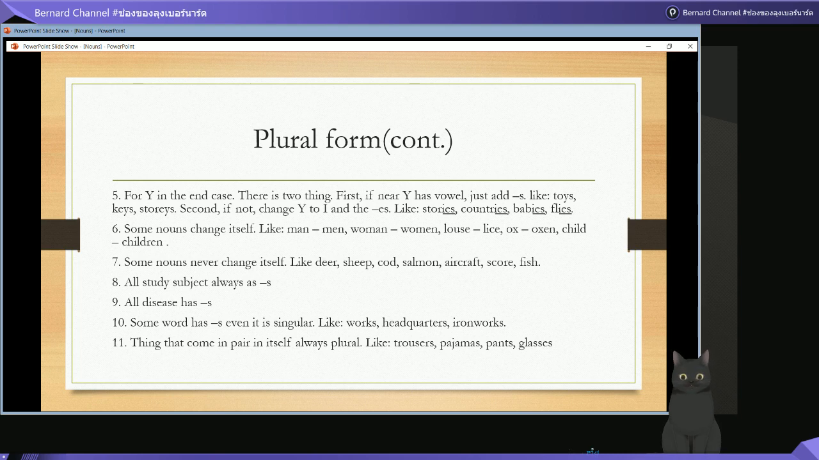Country as well. The single form of country is COUNTRY. So if you say many countries, yes, change Y to I and add ES following it. Okay, the same goes for babies.